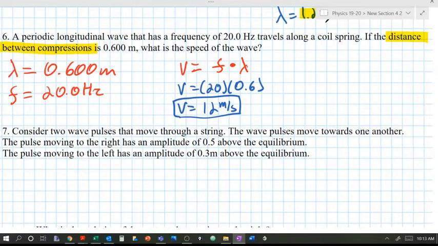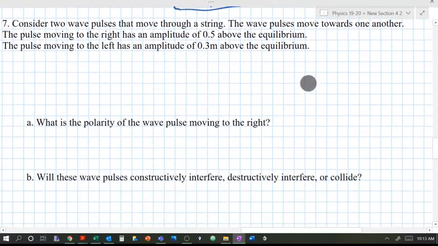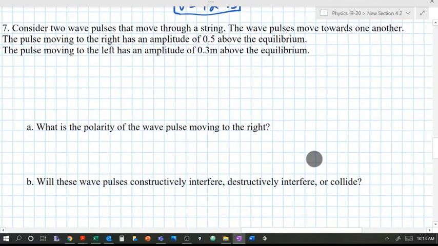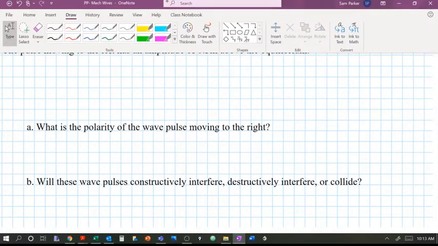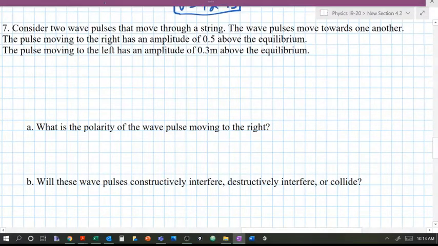Okay, now we get into these 7 and 8, which deal with interference and superposition. So the diagram, I'm going to draw a diagram first before I even start solving the problem.